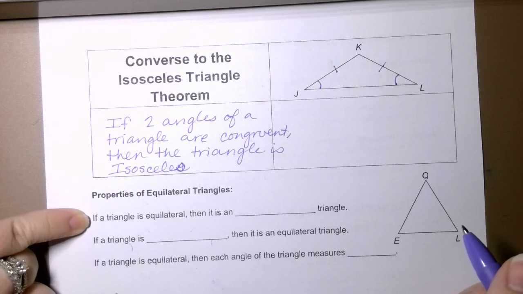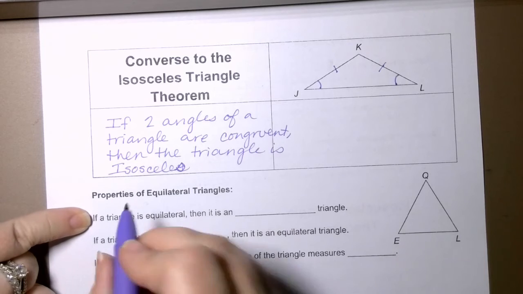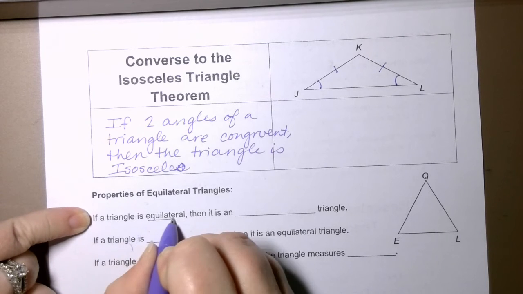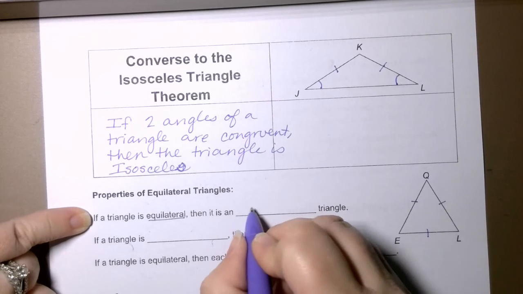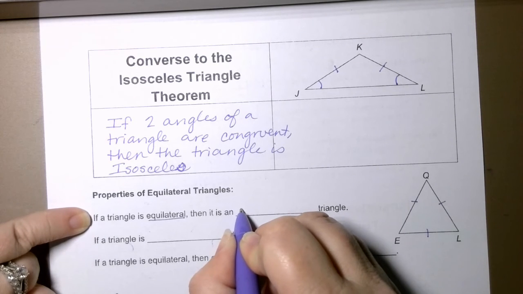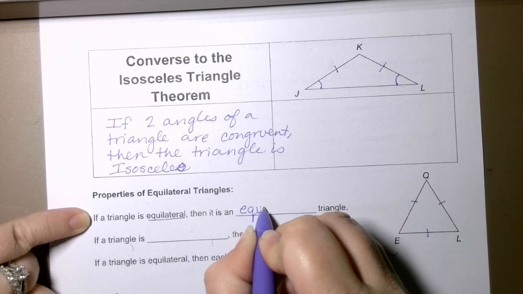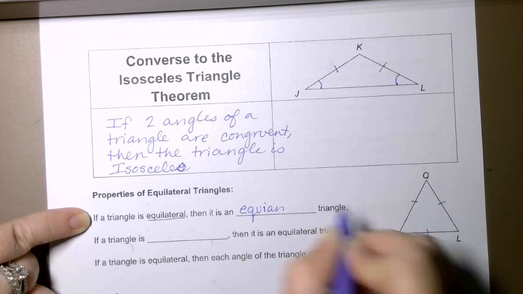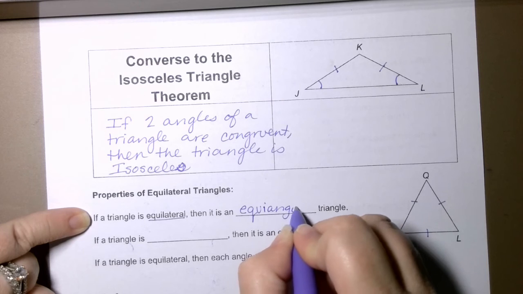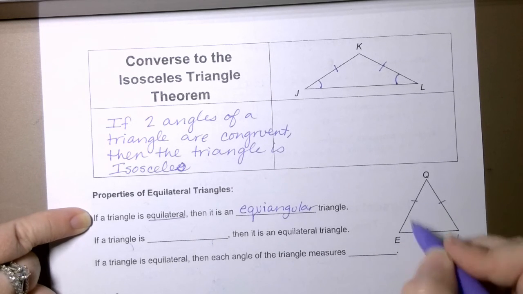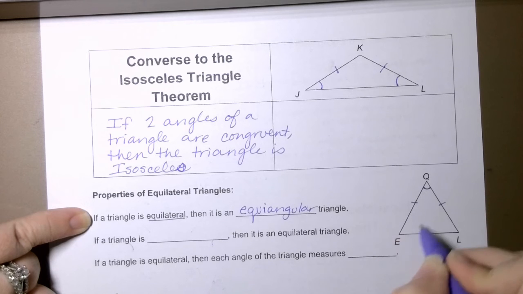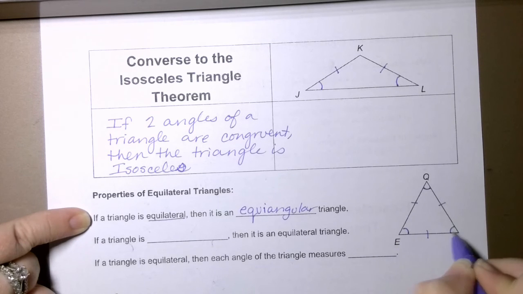All right, properties of equilateral triangles. Let's see what we know about equilateral triangles. If a triangle is equilateral, what does that mean? Boom, boom, boom. Then it also is an equiangular. Did I spell that right? Maybe. So if all the sides are the same, guess what? All the angles are also congruent.